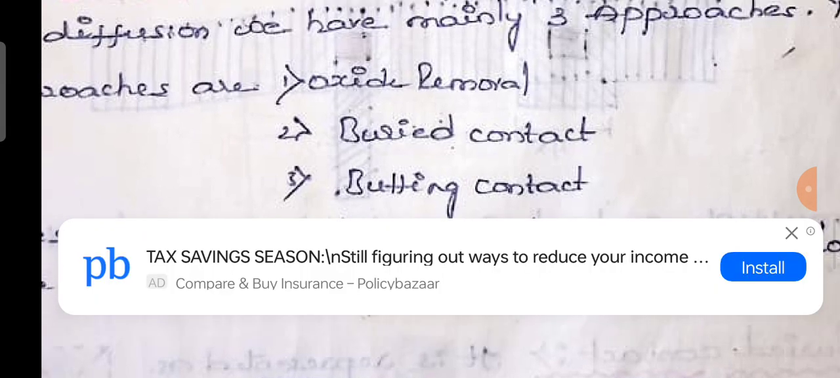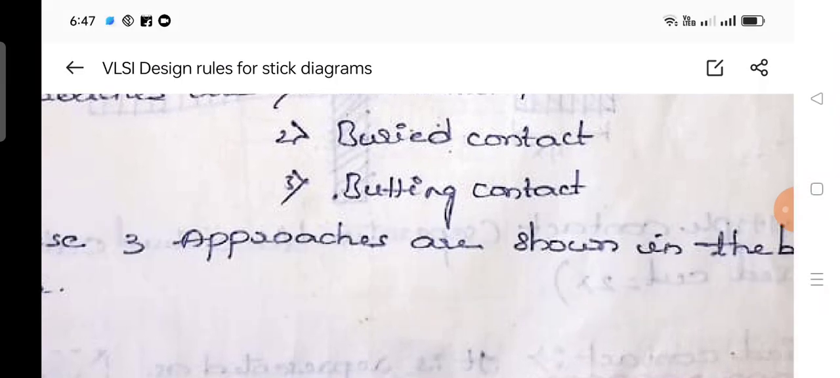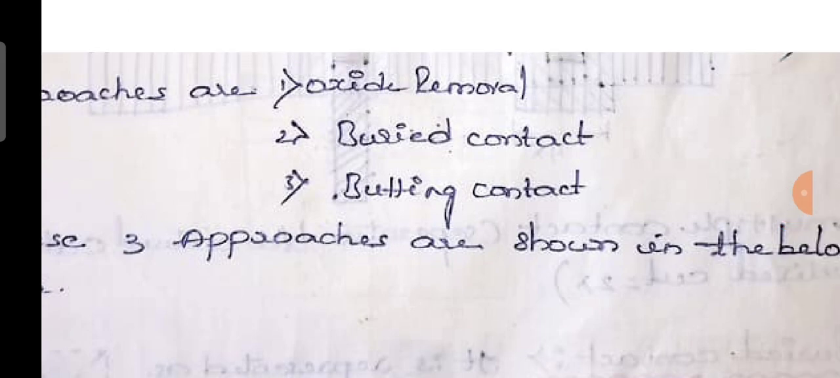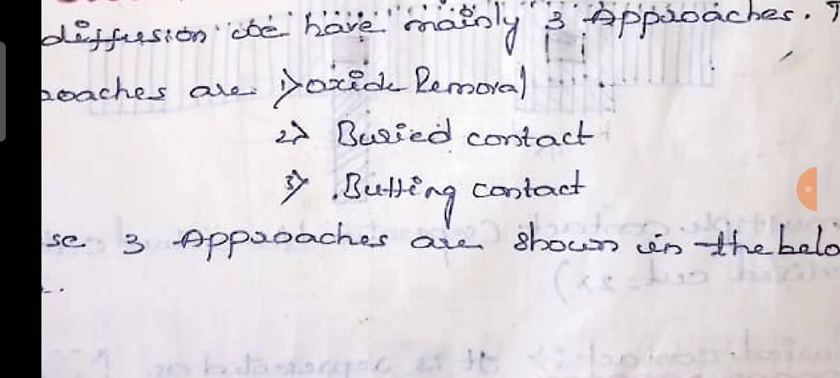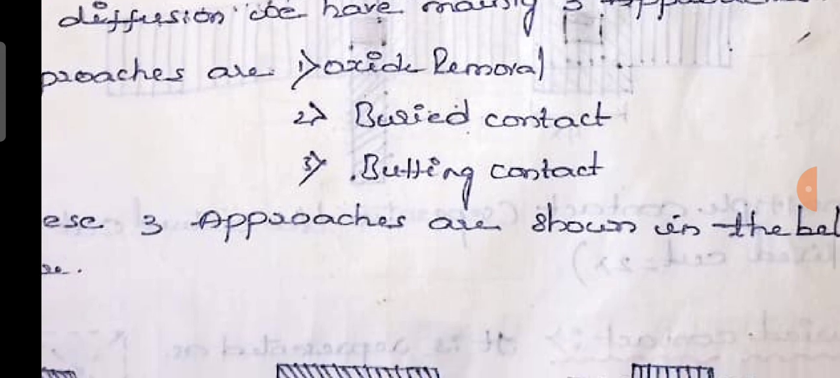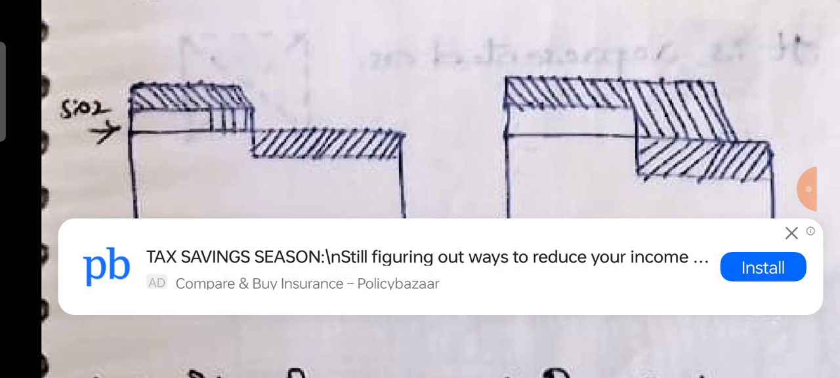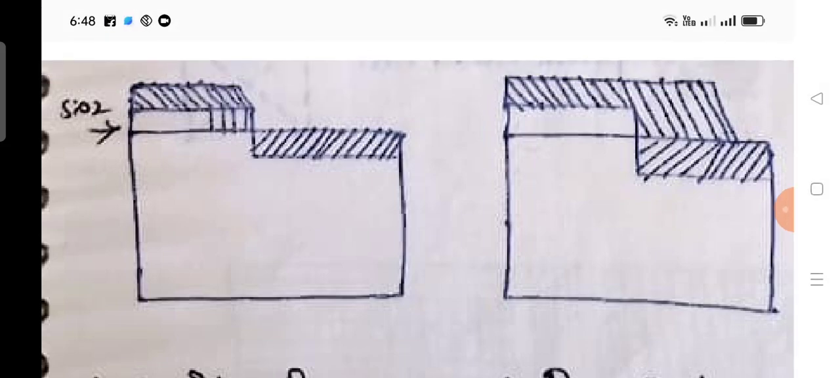The first approach is oxide removal approach. The second approach is buried contact approach. And the third approach is butting contact approach. Is it clear? Now you can observe these three pictorial representations. First of all, observe this pictorial representation very clearly.